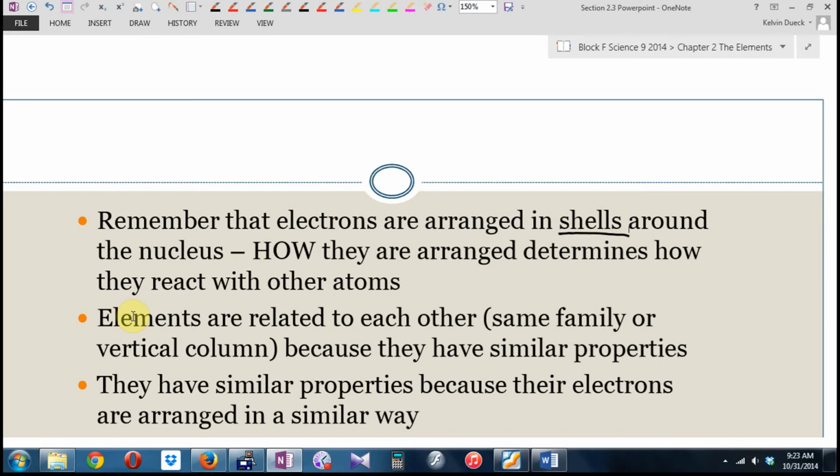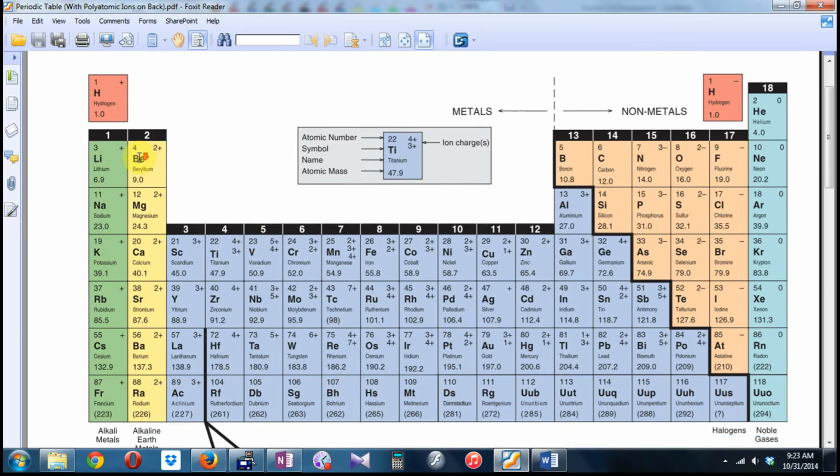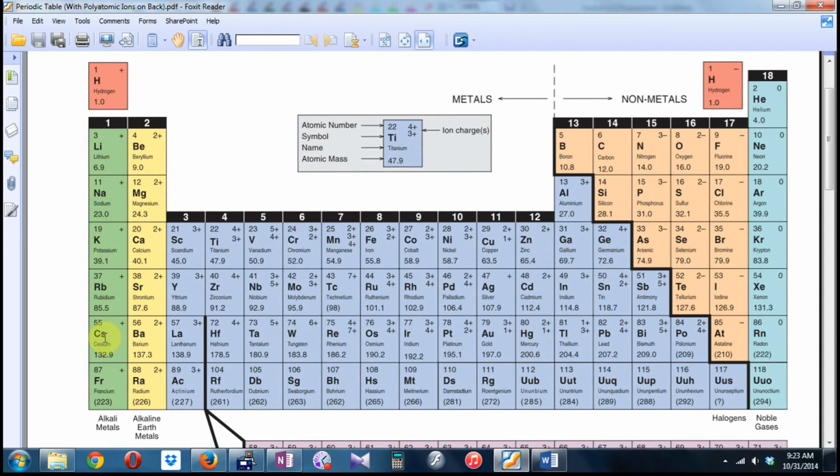How do we know that? Why are they arranged in a similar way? Put your pencils down, look up. Let's look at this first column right here. So, let's look at lithium. Lithium is in which row? Row number? 1. Careful. This is row 1 here. 2. Row 2. What column is it in? 1. It has 1 electron in its outer shell.